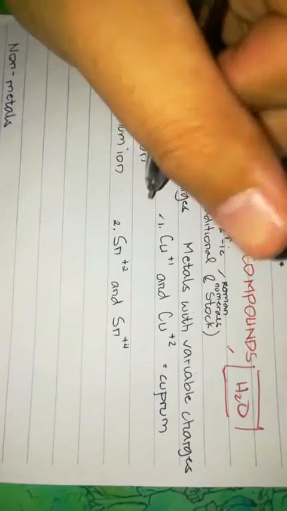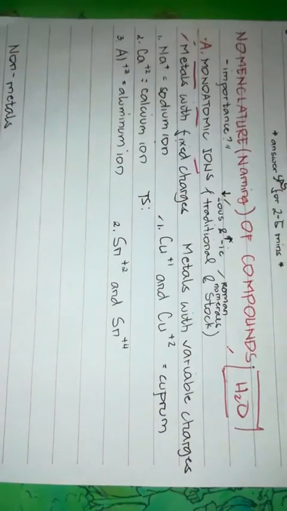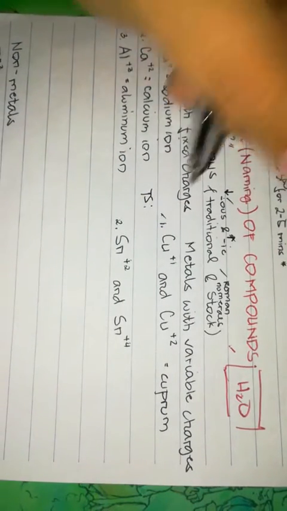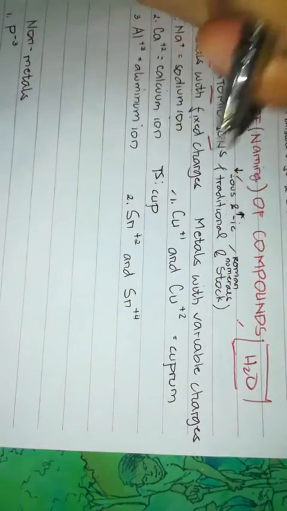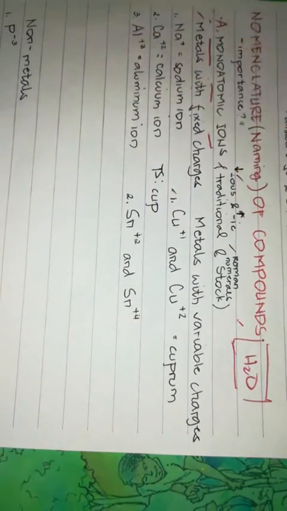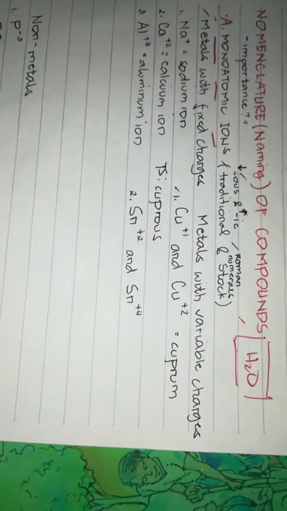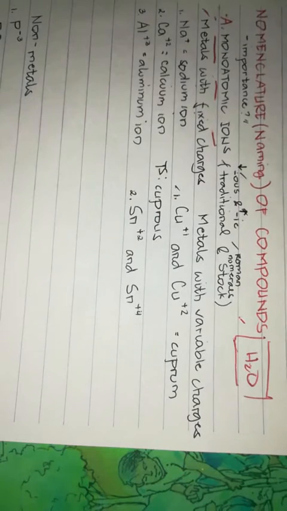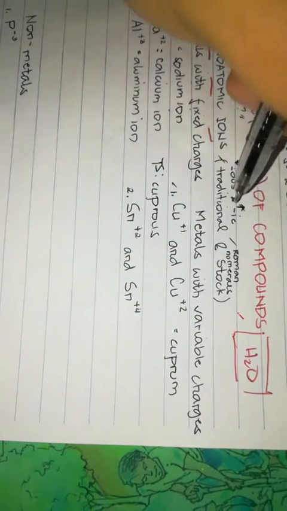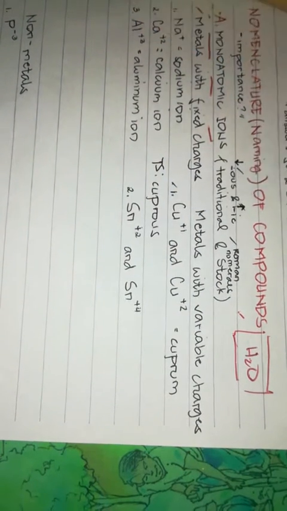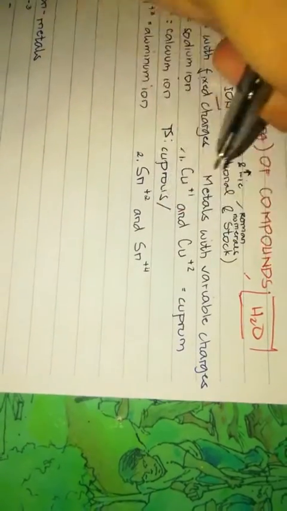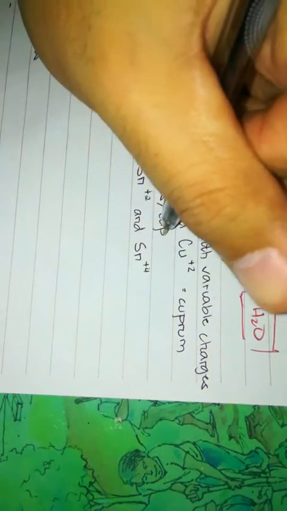Now, using the traditional system, copper positive 1, kukunin niya yung "us". So, magiging cuprous. Tapos, si copper na positive 2, dahil mas mataas ang kanyang charge, kukunin niya yung "ic". So, it will be cupric.